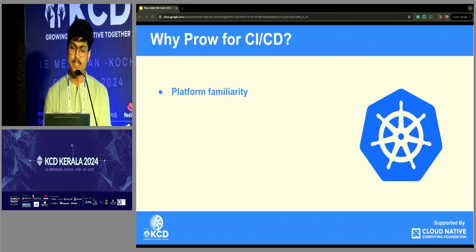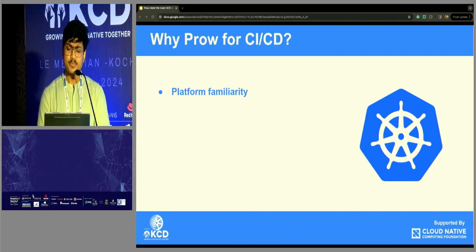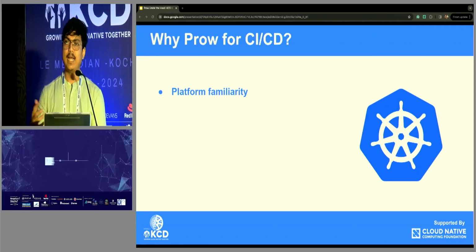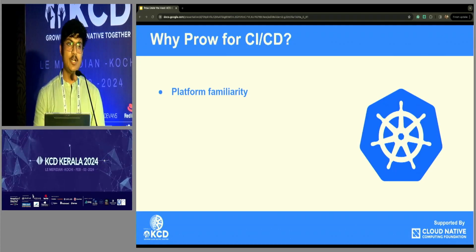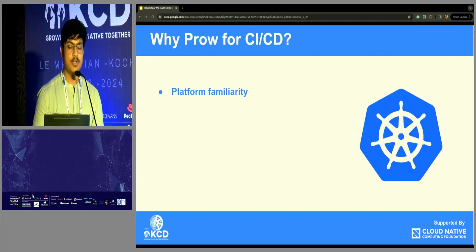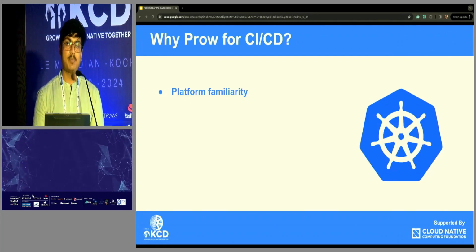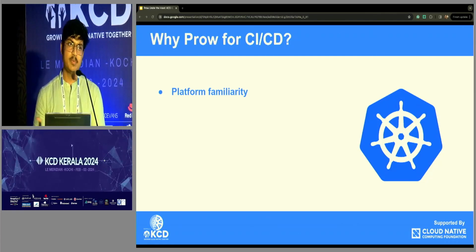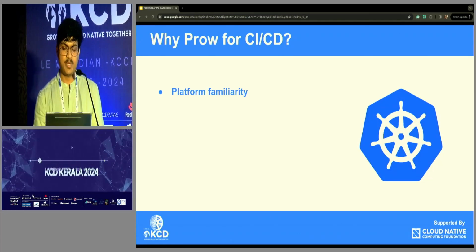There are so many CI/CD tools. Why use Prow? Since it is based out of Kubernetes, there's a platform familiarity. Any cloud native developer will know the problems that come with something that is running on Kubernetes and the errors that Prow might throw here and now. It will be very easily debuggable and understandable. So there is a platform familiarity.